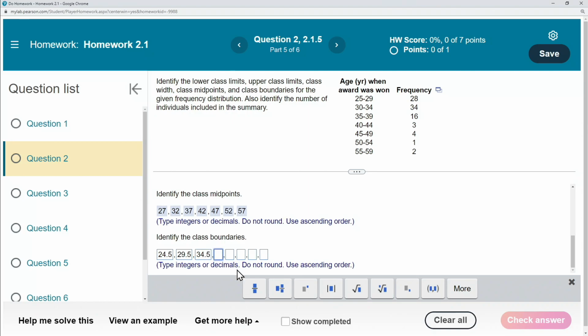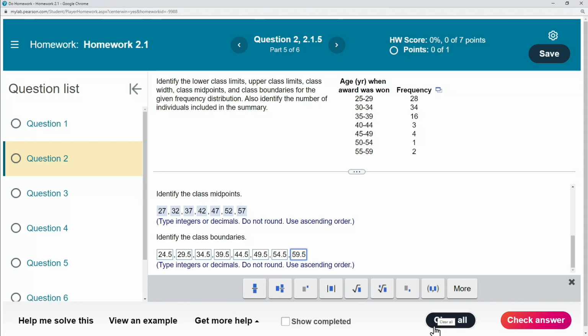And then 34.5 plus 5 is 39.5. 39.5 plus 5 is 44.5. 44.5 plus 5 is 49.5. 49.5 plus 5 is 54.5. And then 54.5 plus 5 is 59.5.